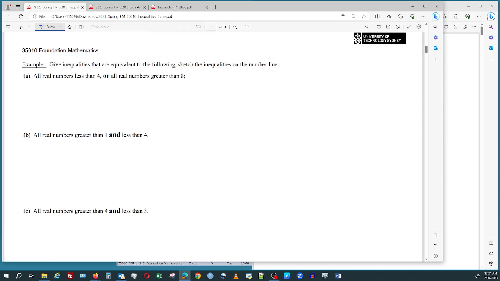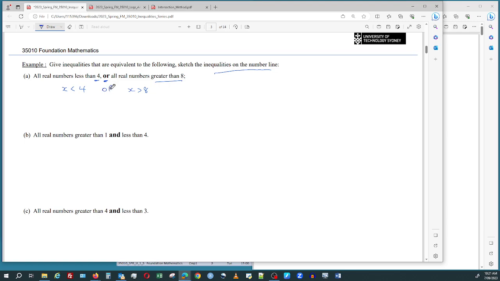So let's have a look at some examples. Sketch them on a number line. Always important. All the numbers less than 4 or all the numbers greater than 8. So we've got the maths of that. We've got less than 4 and all the numbers greater than 8. So we've been able to put that together.